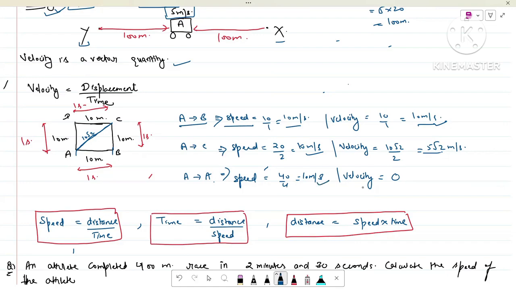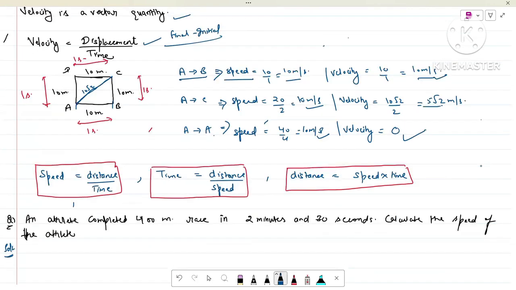But what about velocity? As I told you, velocity is displacement by time and displacement is final position minus initial position. The person started from A, again reached A. So final and initial position are the same. So this means displacement is 0 here. So if displacement is 0, velocity will also be 0.